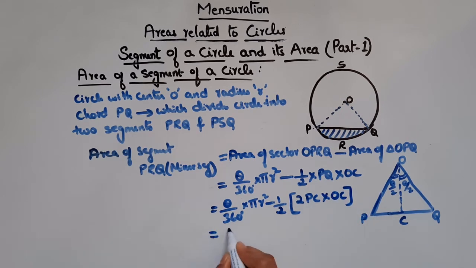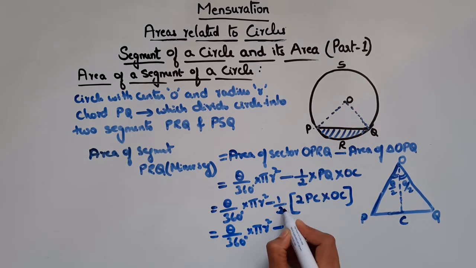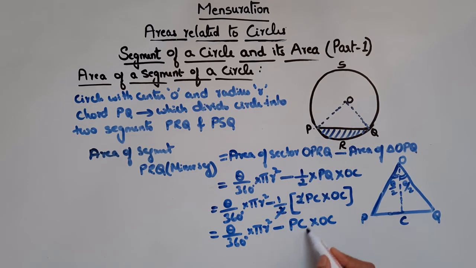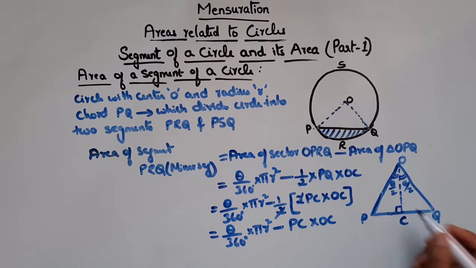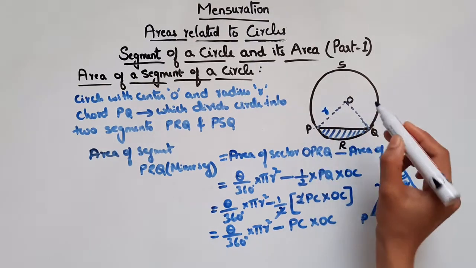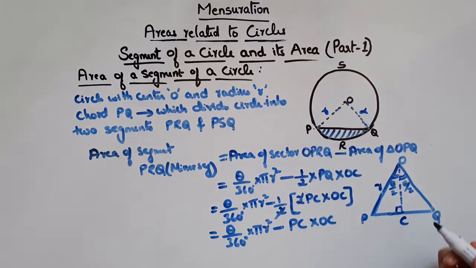which is equal to theta by 360 degree into pi r square minus, here 2 and 2 is gone. We are left with PC into OC, right? So now let's see what is PC and OC in this triangle. So here we have a perpendicular line, that means this is 90 degree, right? And here OP is nothing but the radius of the circle, that is this. We know OP is the radius of the circle.